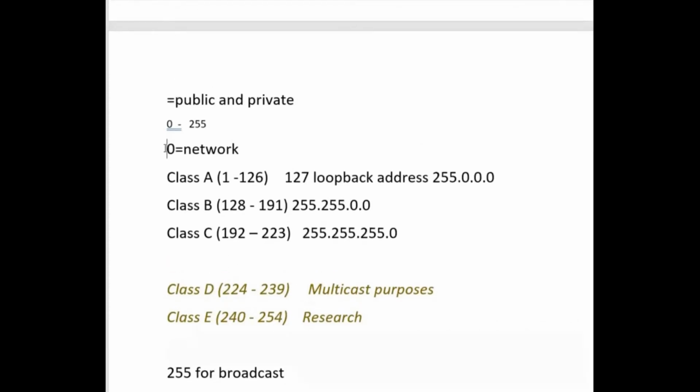The number 0 is used for network purposes. To define the network, we use the 0. For example, we say 192.168.10.0. The 0 means we are talking about the entire group. We cannot assign an IP address with 0 to someone. We need to put either 1 or 2 or something like that, not 0. So 0 means network ID.